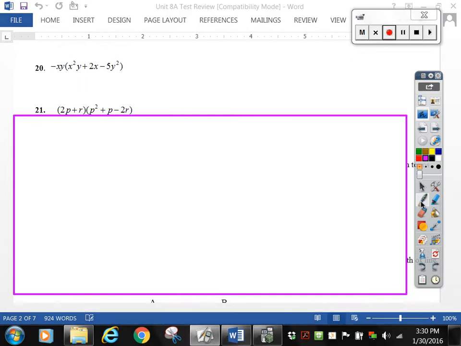Okay, now, when I do a binomial times a trinomial, I like to use a box. I think I make fewer mistakes when I use a box. If you don't want to do it this way, you can do double distribution, and that's fine, but I'm going to do it this way.